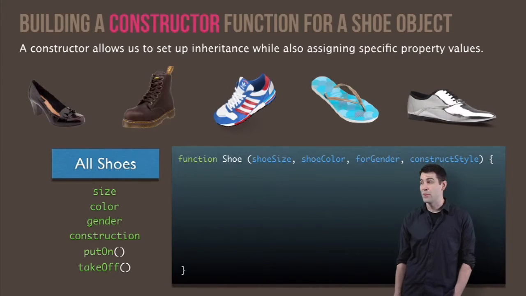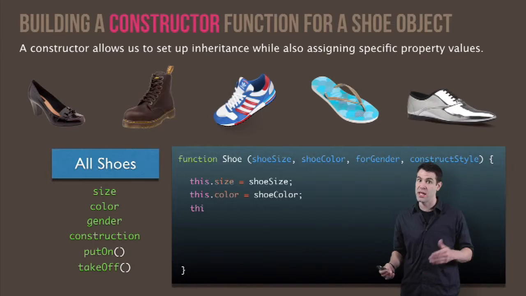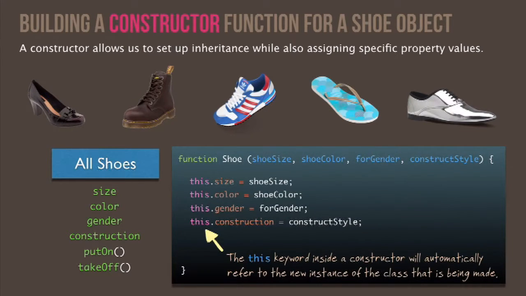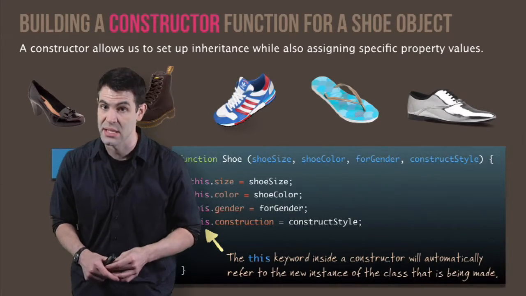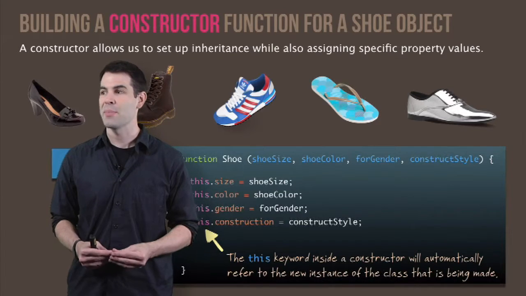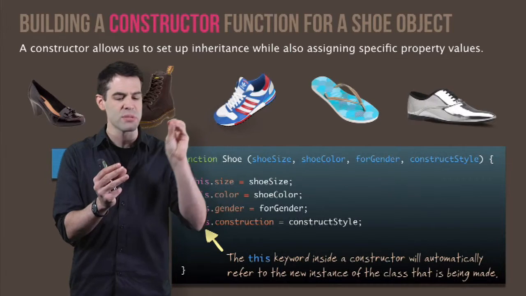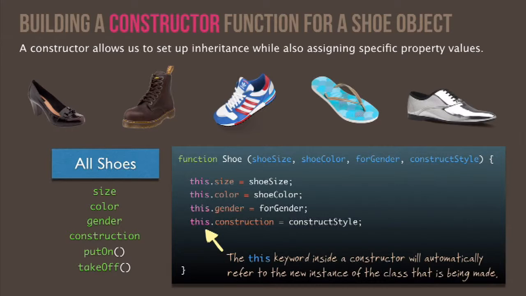Now, how will it do that? How will it take the parameters of the function and put it into a new shoe object? Well, we'll use the this keyword here. And again, the this keyword is very useful. The this keyword is going to have some unique behavior inside of our function. It's automatically going to refer to the new instance of the class that is made. So when we set this.size equal to shoe size, as well as these other assignments, what's happening is the shoe constructor is building a new instance of a shoe and passing all of these parameters into that particular object from the class. We could also add some functionality here.